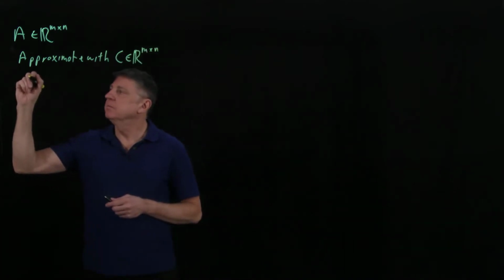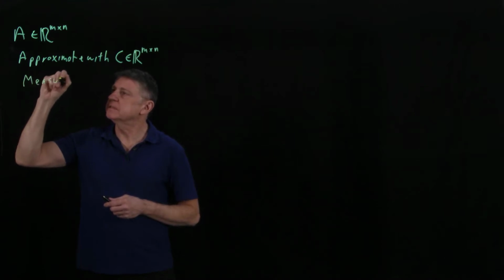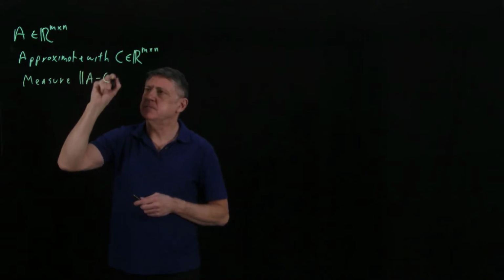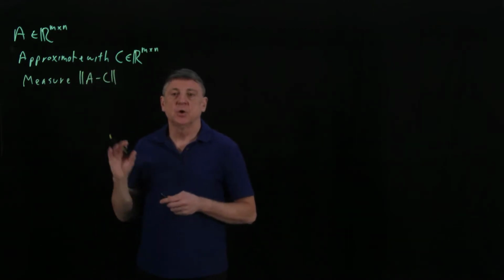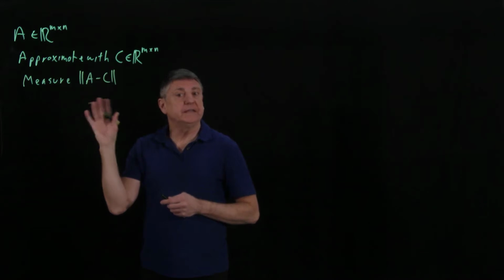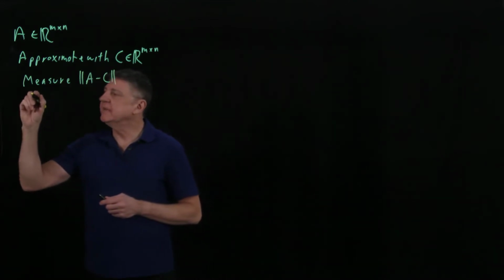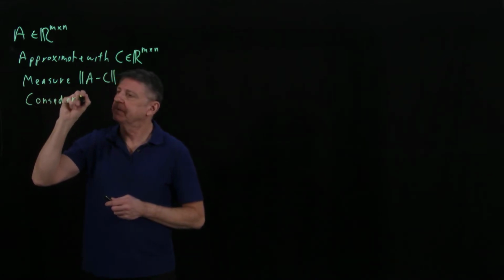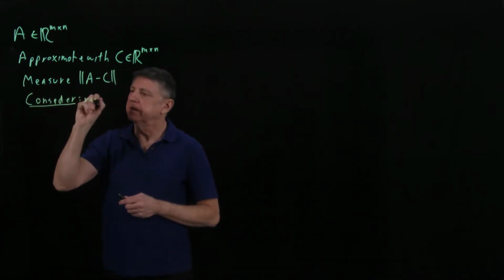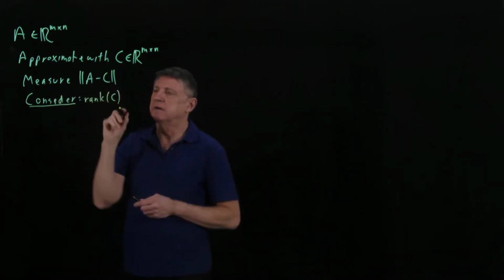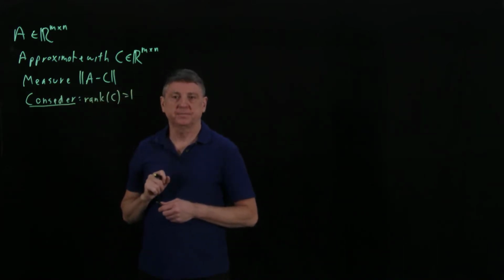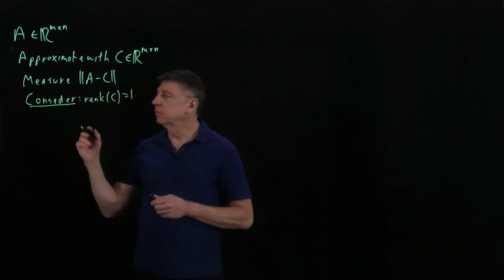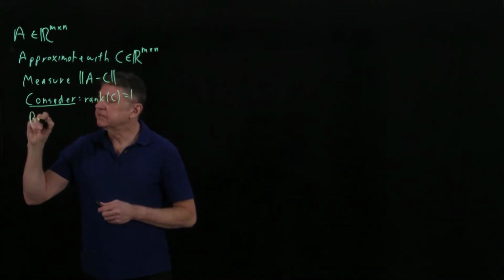And so we can measure this by saying, what is the matrix norm of A minus C? And now we need restrictions on C. So let's consider a simple case. Let's consider that the rank of C is 1. And how could we represent C? So we can build this.